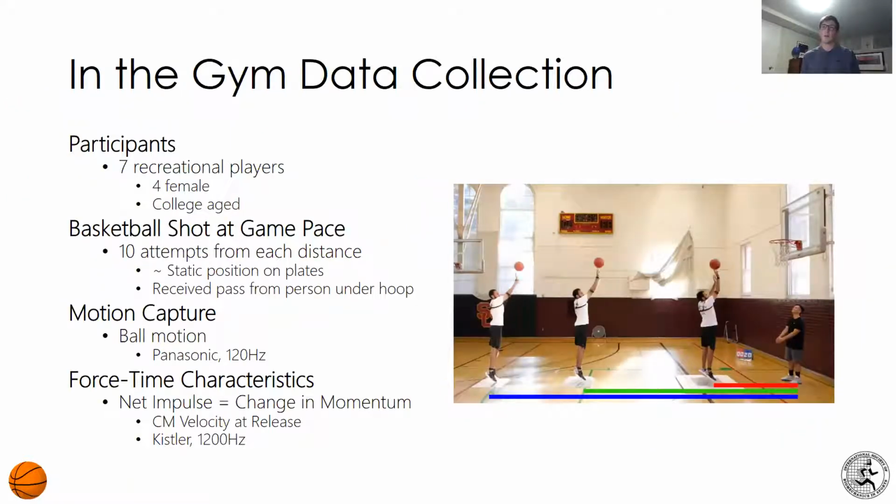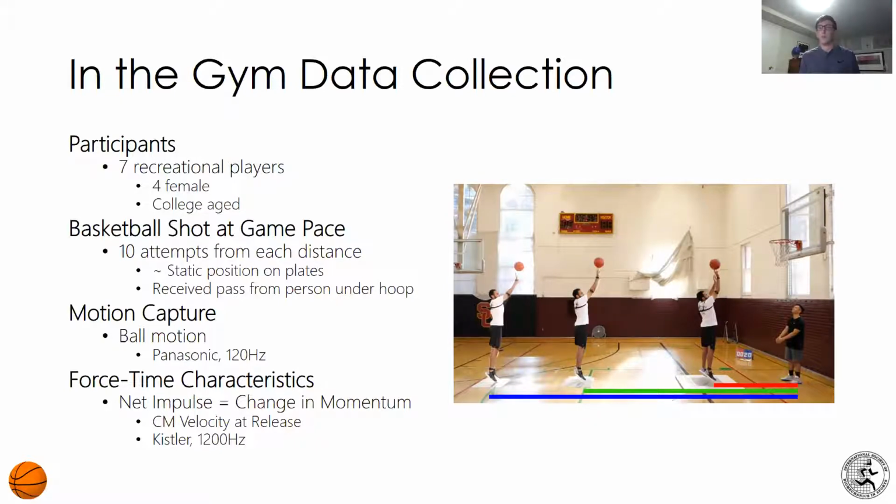So we collected some data in the gym with 7 recreational players, 4 of which were part of the women's university club team. They shot at least 10 attempts from each of the 3 positions. They started at a quasi-static position on 2 force plates, in which they received a chest pass from a person underneath the hoop. Upon receiving the pass, they were instructed to shoot as if they were in a game.